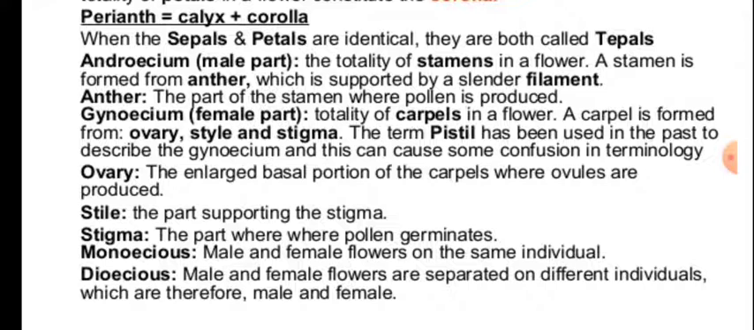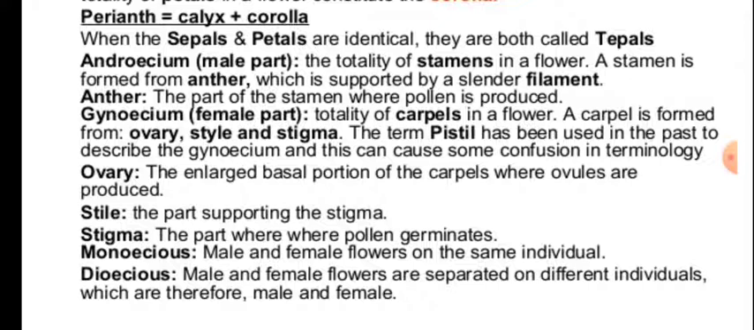The androecium is the male part. It is the totality of stamens in the flower, and the stamens are formed of the filament and the anther. The filament generally gives the support. Then the anther is the pollen producing organ, and it is generally tetrasporangiate in nature, showing sporangia development inside. Then gynoecium, the female part, we know it is called the carpel or the pistil, and it shows ovary, style, and the stigma.